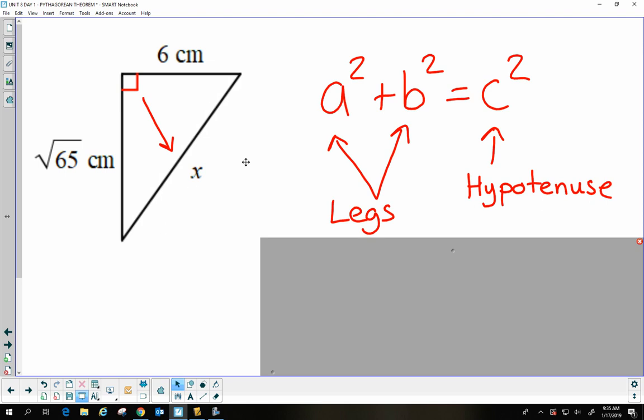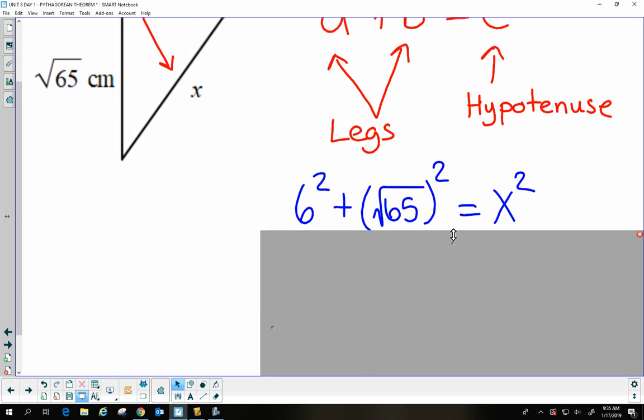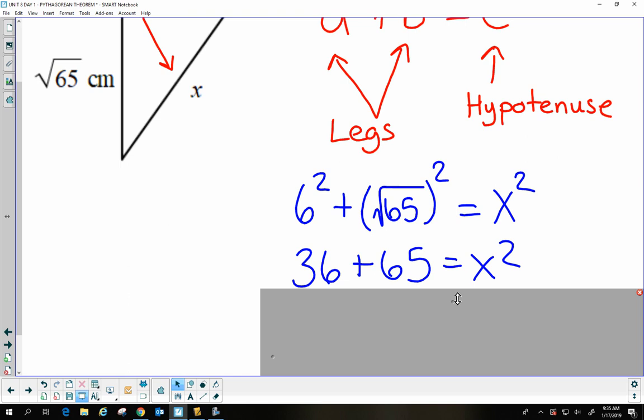We want to find the hypotenuse in this right triangle. So 6 and root 65 are our legs, and x is the hypotenuse. It's good to plug the square root in parentheses so you don't forget to square it. 6 squared is 36. Remember that a square and a square root cancel each other out, so we're just left with that number 65 that's underneath the radical.